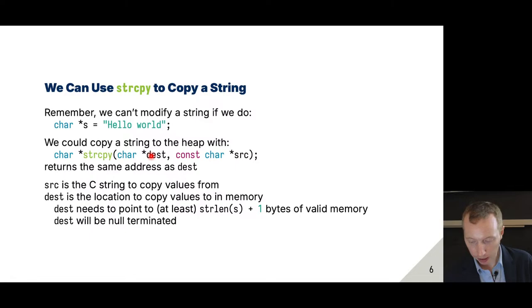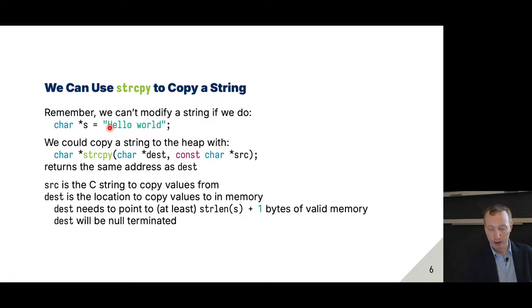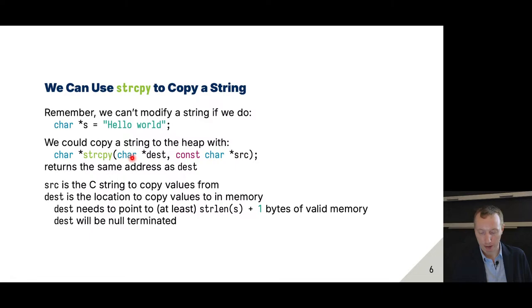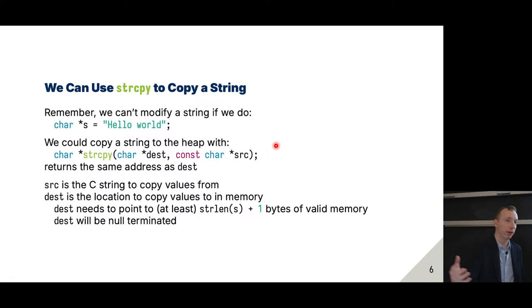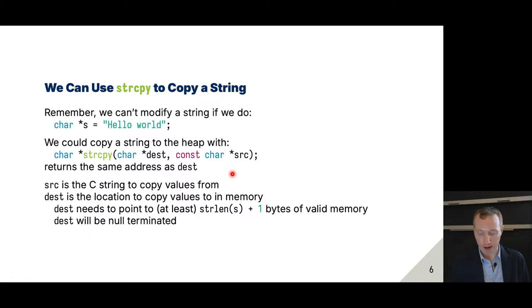And it needs to actually represent valid memory. So in this case, to store hello world, that is 11 characters, plus I need a null byte, so I could just malloc 12 bytes, and then the pointer I got back from malloc, I can use as the destination pointer, and then use hello world as a source, and it will copy all those values, including the null byte, into my array, and then I can use that now as a string.